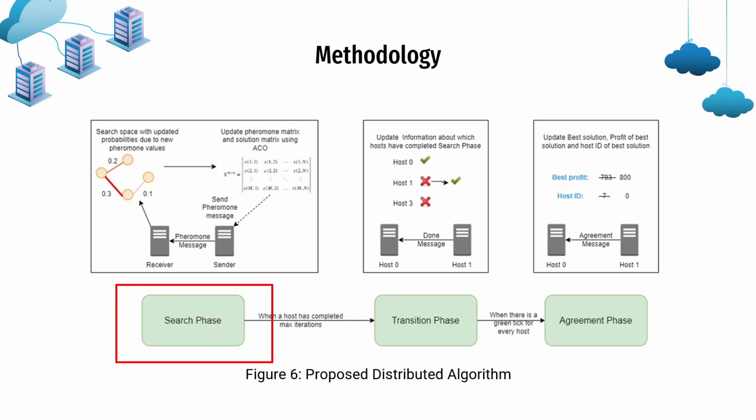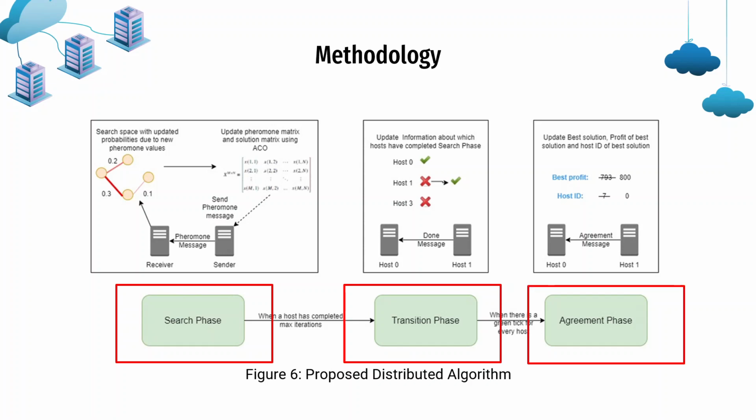When we finish running the ACO algorithm, these hosts exchange pheromone messages, where they pass their pheromone matrix to other hosts, and then the search space is accordingly updated and the ACO is run again for a few more iterations. When the host has completed the max iterations, the host moves to a transition phase where the proposed algorithm allows the host to exchange done messages, and the done message basically implies that the host is done with the search phase.